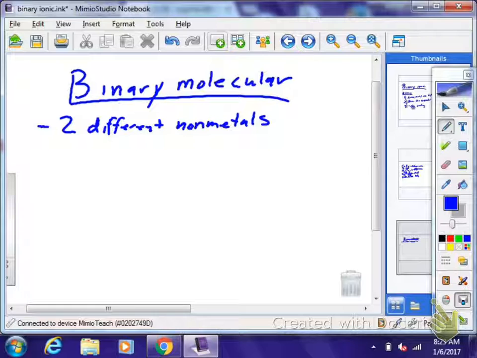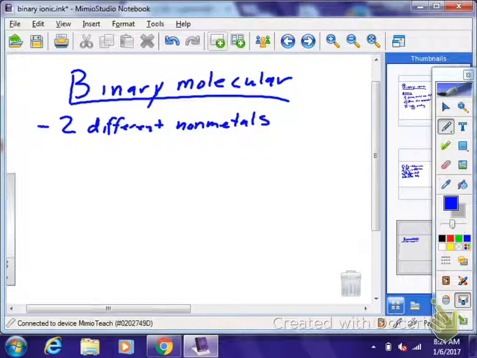mono is 1. CO. We never put mono in front of the first element if there's just one of them. Okay? We will put prefixes in front of every element in the name if there's two or more. So we don't say monocarbon monoxide. We just say carbon monoxide. Okay? Another one here is two nonmetals hooked together. If you notice, they have a prefix. Nitrogen dioxide. Okay? With that one.